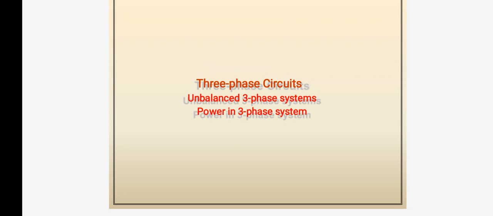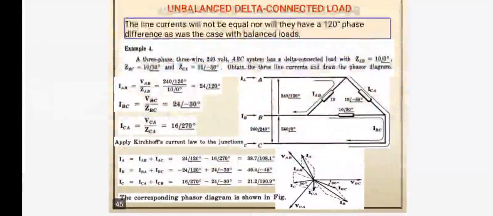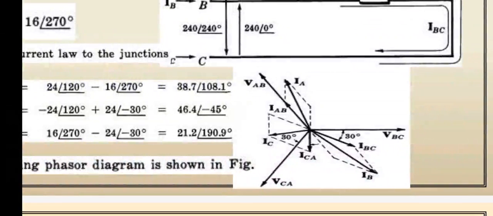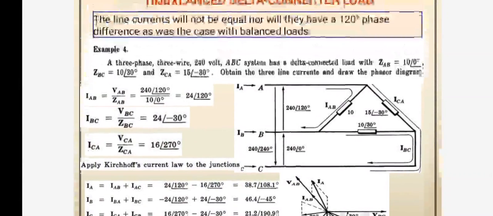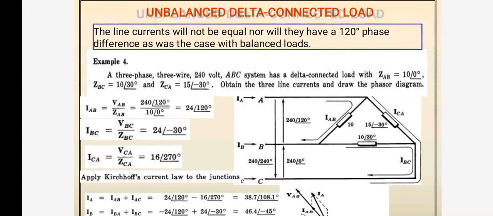Three phase unbalanced means, as you can see here from the example, this is the delta connected load. From the phasor diagram you can easily understand the magnitude of current. You can see the lengths of IA, IB, IC are different. That's why these differences mean an unbalanced load. That means the connected loads are not of equal magnitude. So from this you can easily understand the line currents will not be equal, nor will they have 120-degree phase difference as was the case in the balanced circuit.